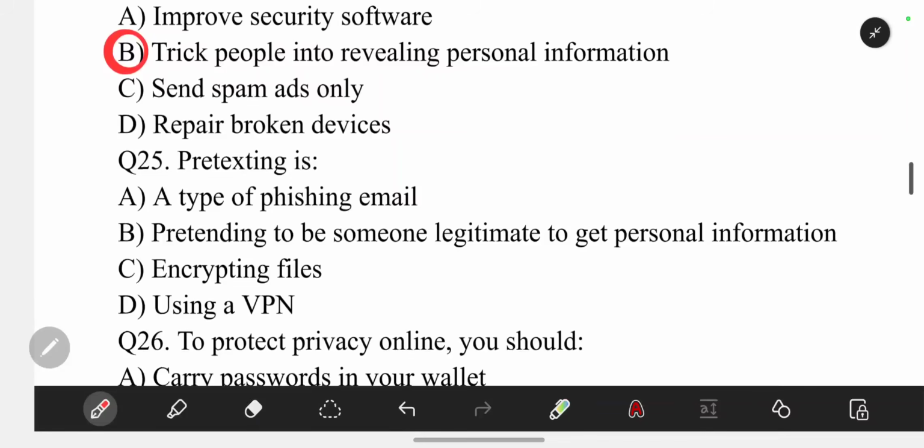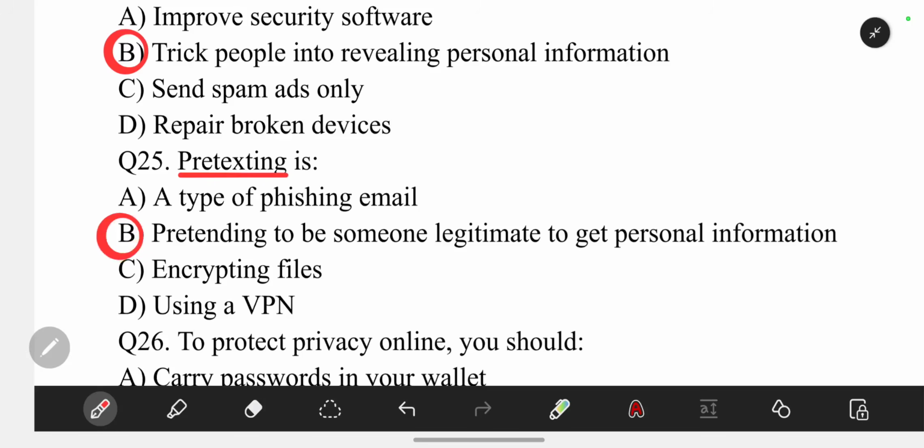Then when we look at pretexting, what is pretexting? You can just think of pretexting as pretending. Pretexting has to do with pretending to be someone legitimate in order to get personal information. So that is basically what pretexting is.